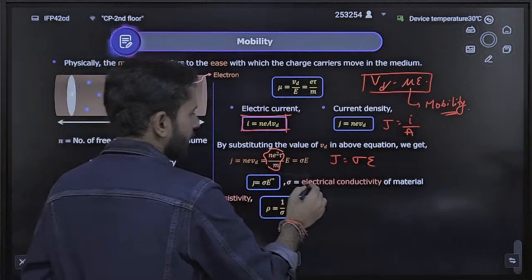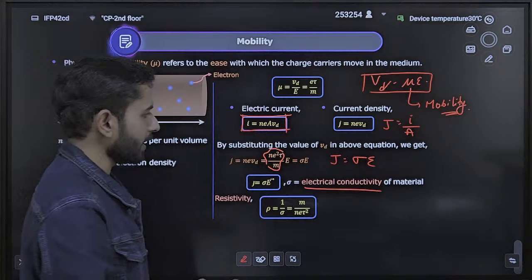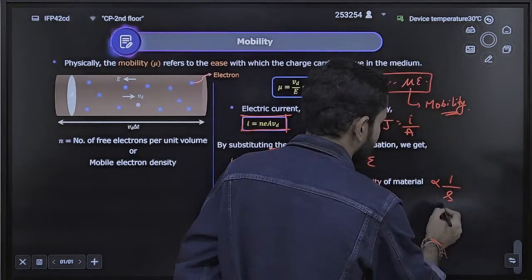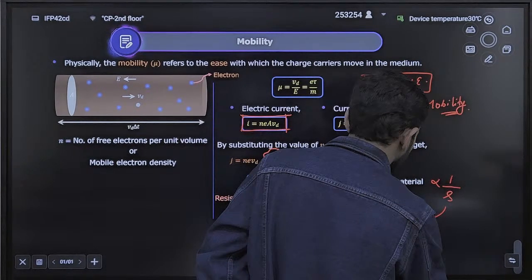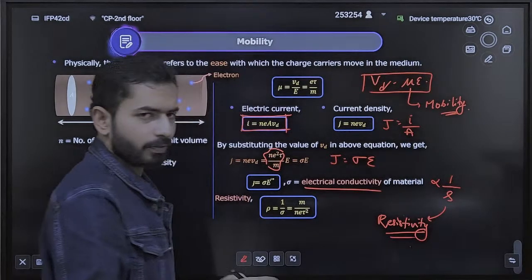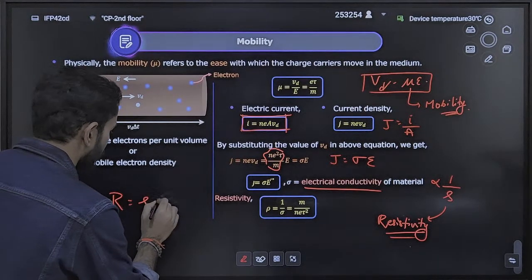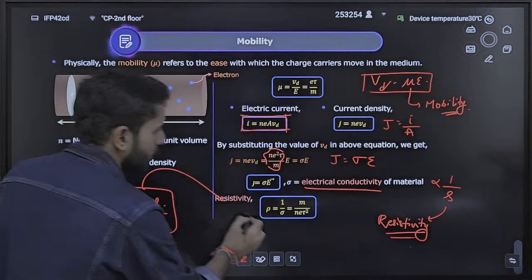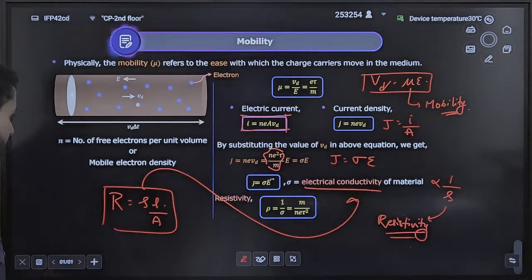Now this sigma is called as electric conductivity of a material, and after further we derive that it is actually 1 by rho. Now what is this rho? Rho is nothing but the resistivity. It becomes 1 by rho in further chapter, and what we call resistance. Remember the formula resistance is equal to rho L by A. This rho is coming from here. It is equal to nothing but 1 by sigma. These are some relations that we are looking for.